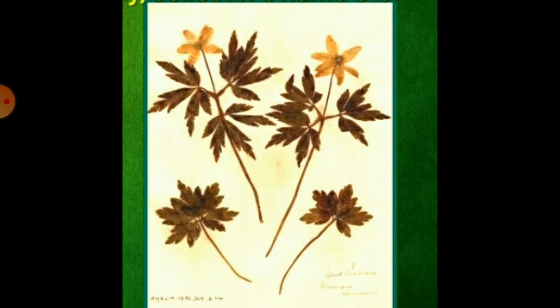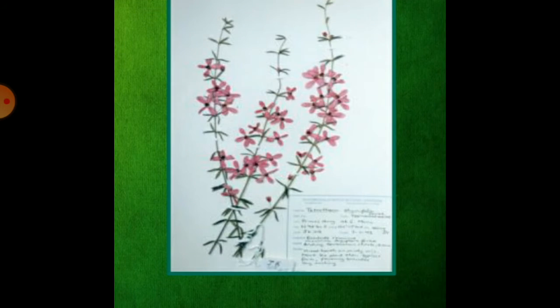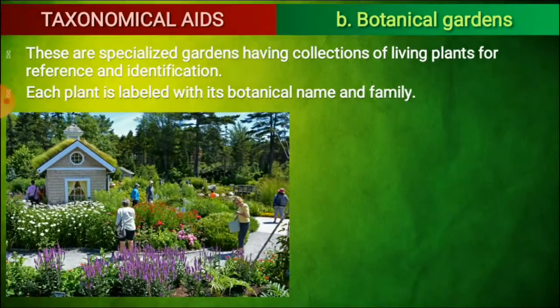Few examples are here. Here, one of the plants is being dried, pasted, and pressed, preserved on the sheet, and on one of the sides, all the information about this plant is mentioned. This is another example of a herbarium sheet.